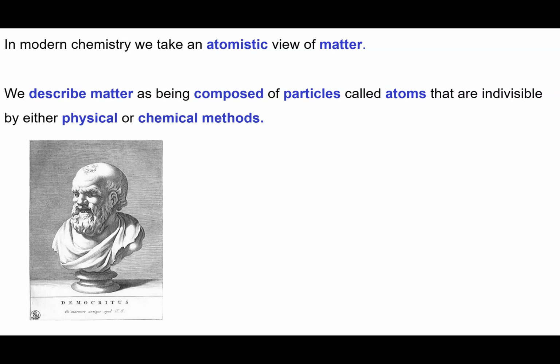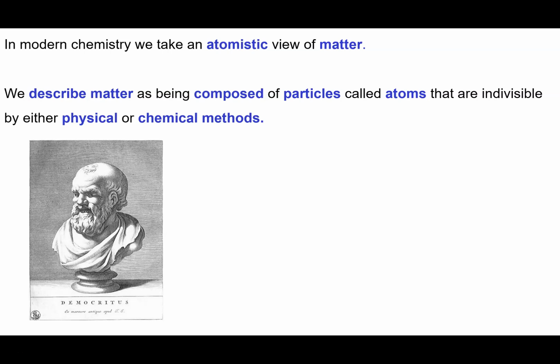So, as we mentioned earlier, we take an atomistic view of matter in modern chemistry. The atomistic view of matter was, as far as we know, first written down by a guy called Democritus about 2,500 years ago. And we follow the same general principle that he outlined, which is that we consider matter to be composed of particles called atoms, that are indivisible by either physical or chemical methods. These atoms are simply the building blocks that we piece together in different ways to create all of the different types of matter that we see in our universe.